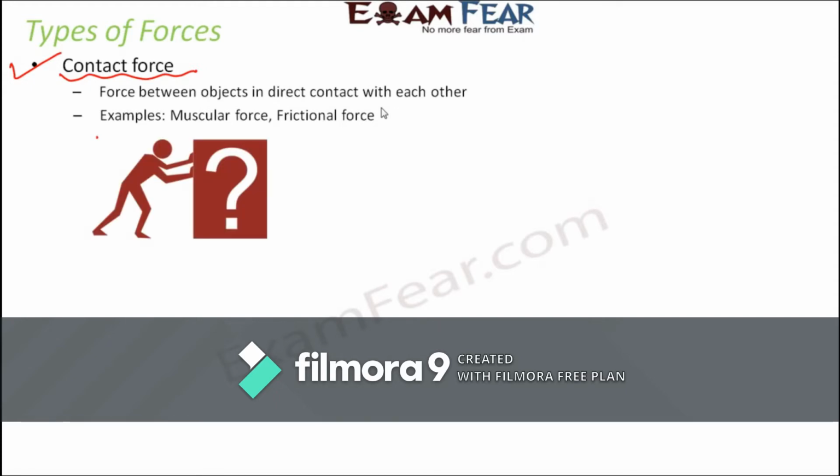Let us first look at some of the common examples which will help you to understand the meaning of direct contact. Here if you see, who is applying the force? This person. Where is he applying the force? On this object. If you see here, the hands of the person are in direct contact with this object. So that means there is a direct contact. So this is an example of contact force. Now what type of force is being applied? The person is applying a force, but by which part of his body? It is being applied by his muscles. So this is a muscular force. Here you can see the muscular force is a contact force, because every time the person will be in contact with the object.